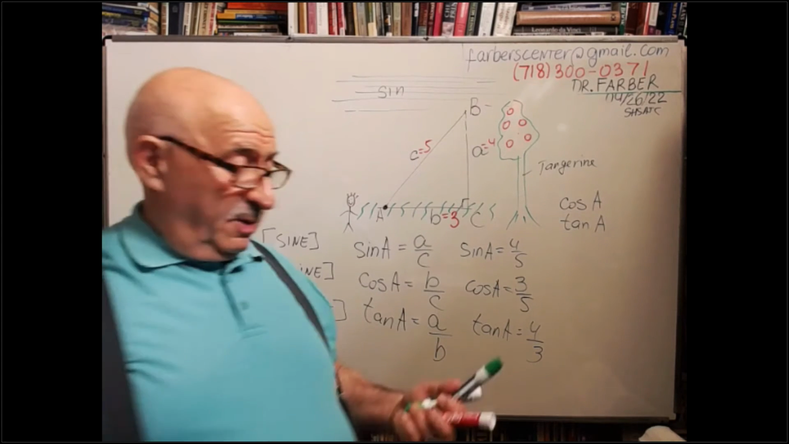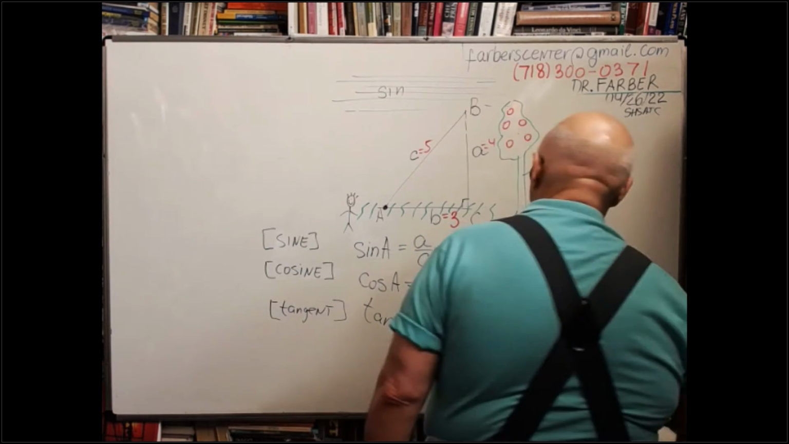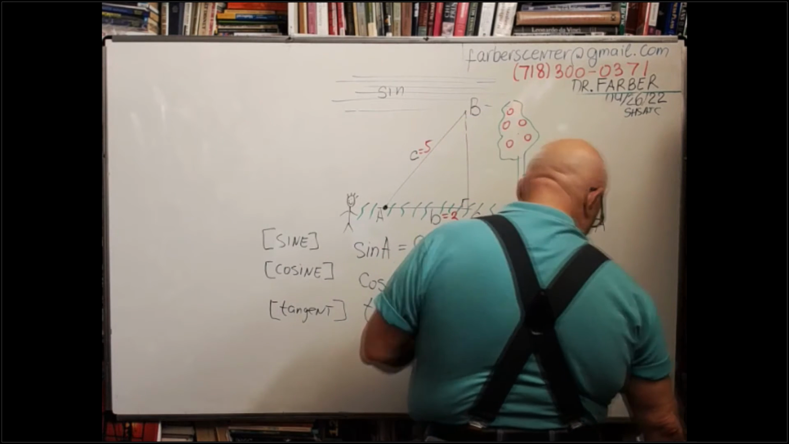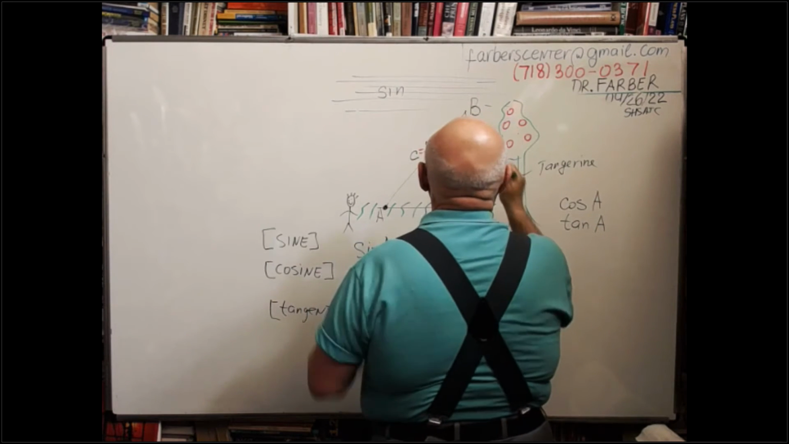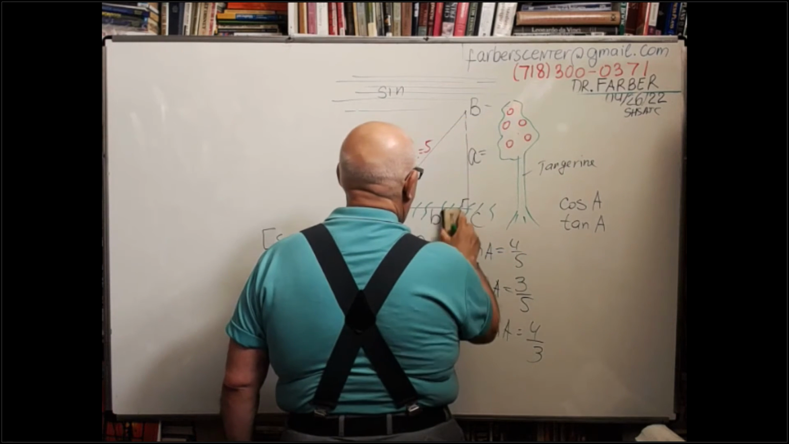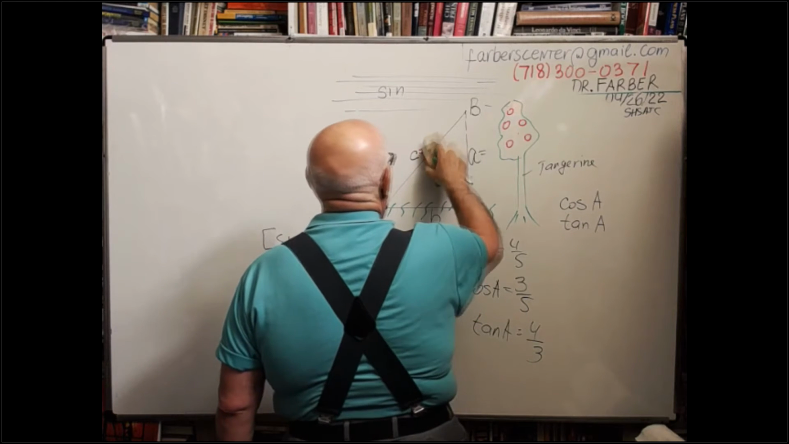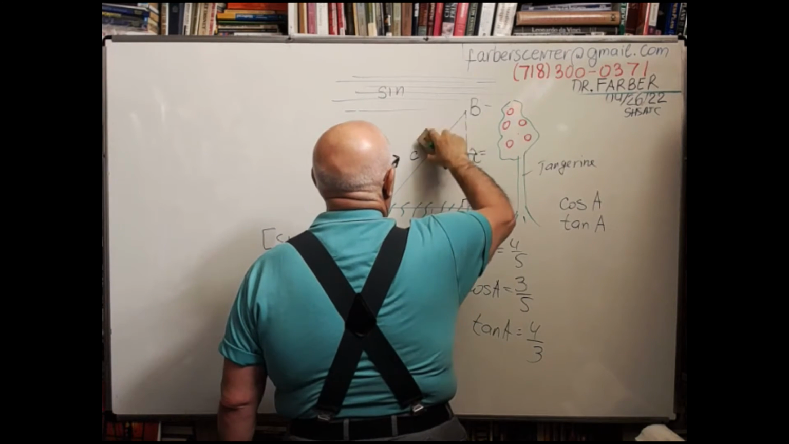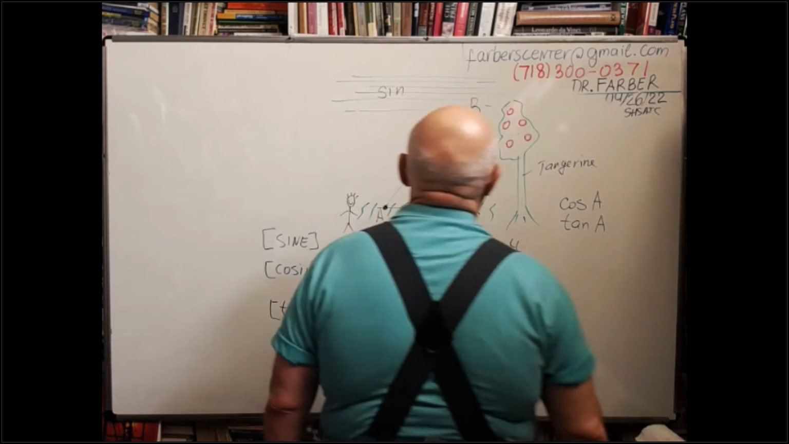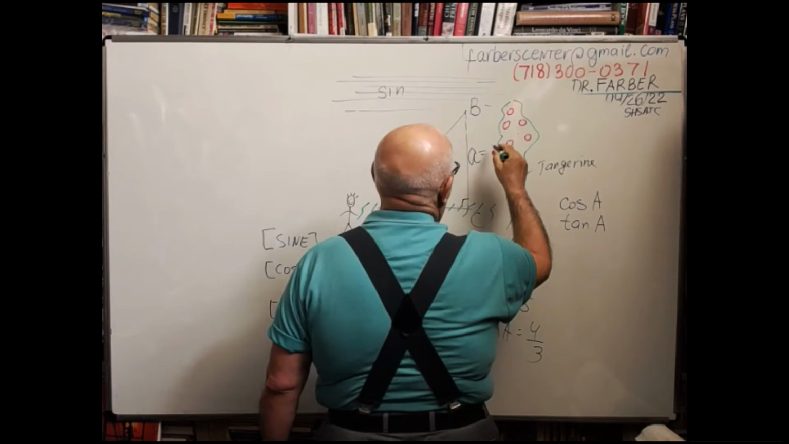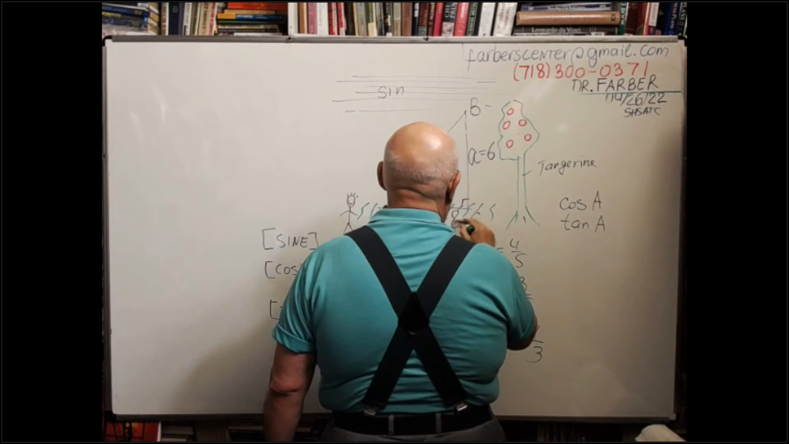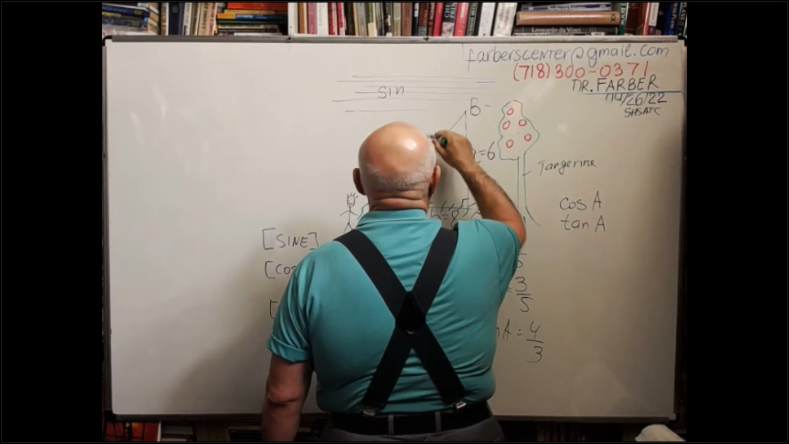Okay. Let me change numbers. Pretend that, I give you easy numbers, okay? A equals 6, B equals 8, and C equals 10.